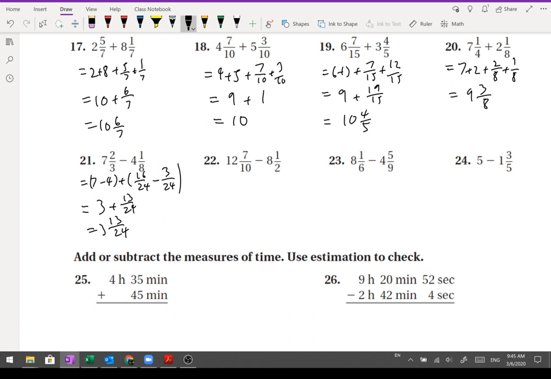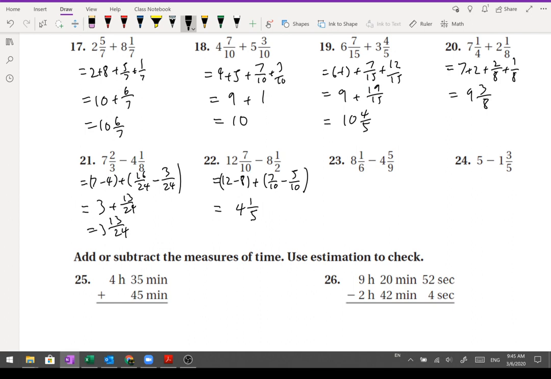Then for question 22, we have 12 minus 8 as the whole number part, and then the fraction part, which is 7 over 10 minus 5 over 10. That's the same as half. And so that will be 12 minus 8 is 4, and then 7 minus 5 is 2 over 10, which is the same as 1 over 5. So it's 4 and 1 over 5.